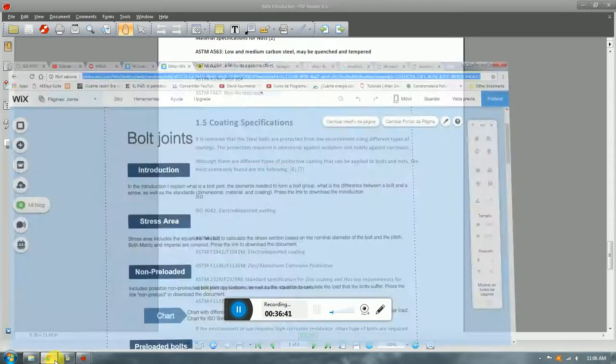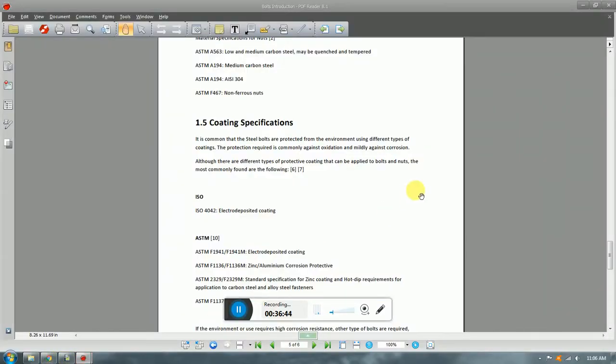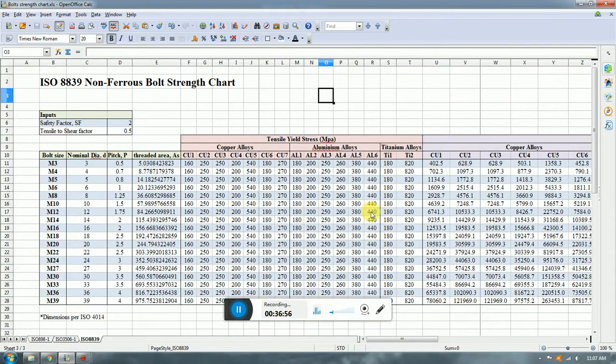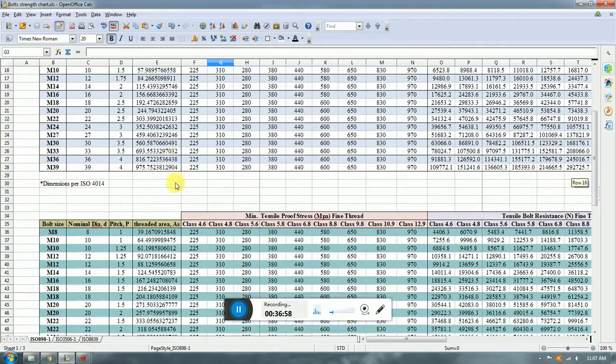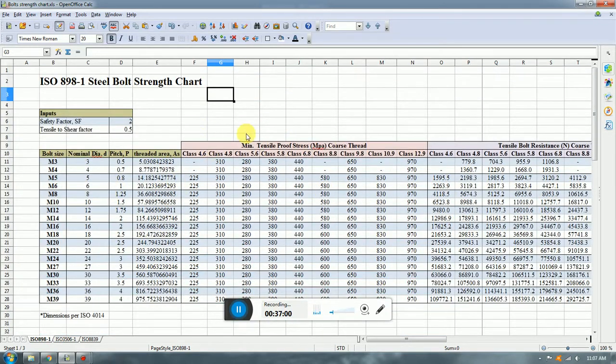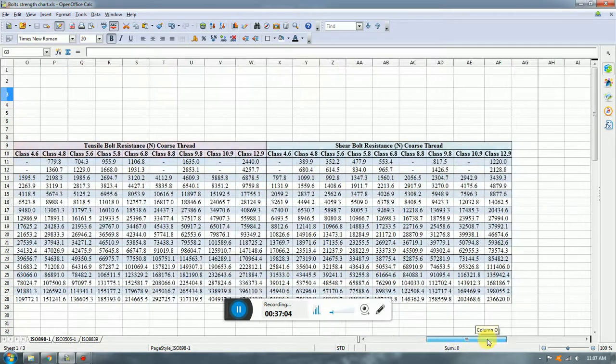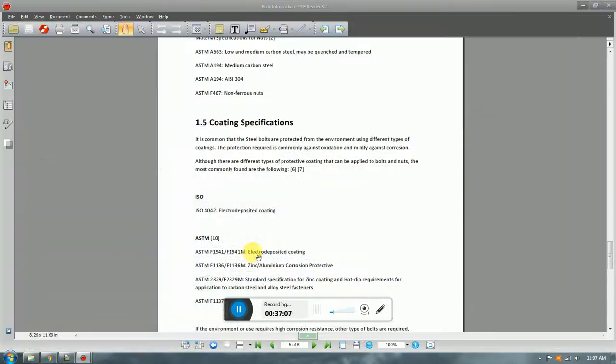And pretty much that's all. We will make a future video talking about the non-preloaded bolts, which is going to be the first part, calculating using equations. We'll also make a video talking about this type of charts, which I haven't finished, with different stresses and thread areas, how to calculate that, and then the resistance, the load for both shear and tension.